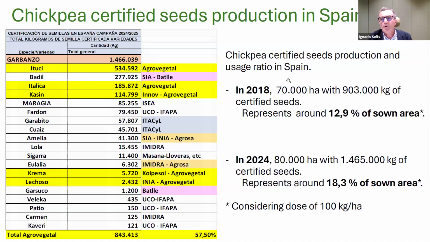From the point of view of the ratio of certified seed usage, in 2018 the certified seed usage ratio was around 13%. Now, with a growing market, we are around 18% of certified seed. It means that this amount of certified seed is making this crop interesting for Agrovegetal and for other companies.